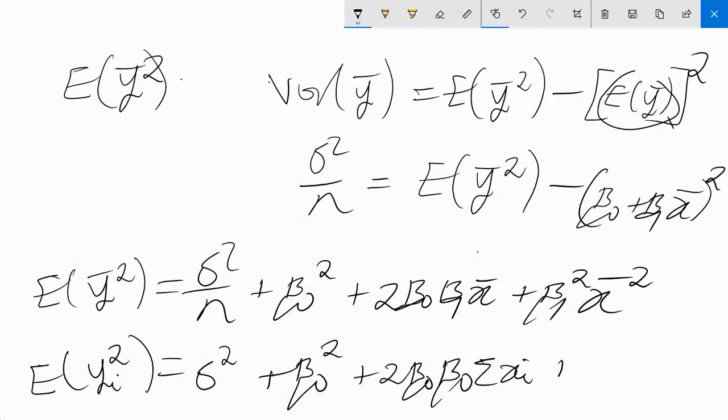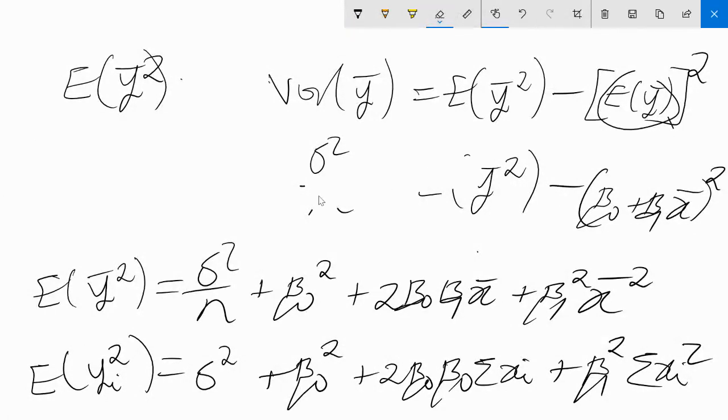Here we have summation of xi plus beta 1 squared summation of xi squared. We had something like that. And because let me do this.